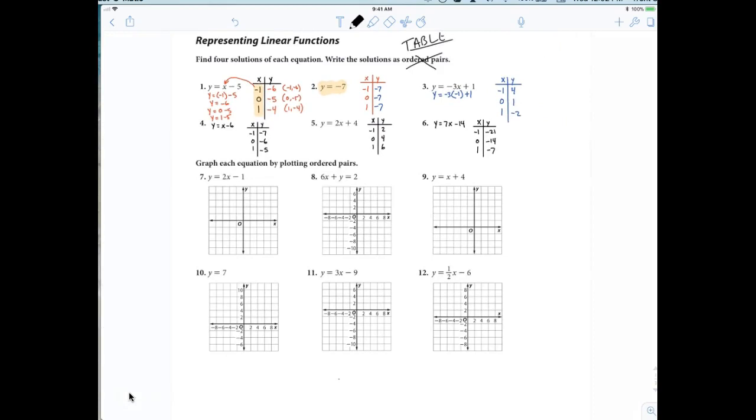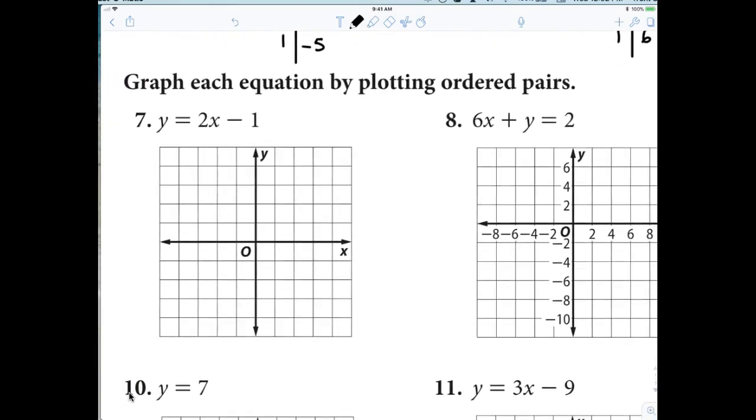Now what we're going to do is we're going to come down here, and on number 7, I want everybody to put a table just to the right. Yep, we're doing the same thing, except this time, after we do the table, we're going to put it on the graph. Then you're going to draw your line. And it should be super easy. I want you to plug in negative 1, 0, and 1. All right? Now, who's got the 3 points?